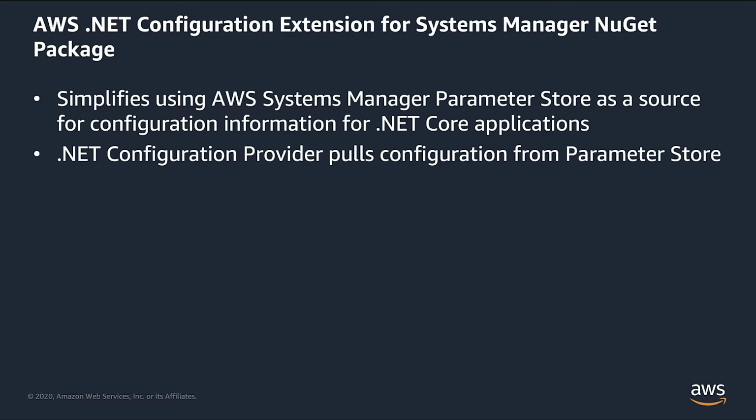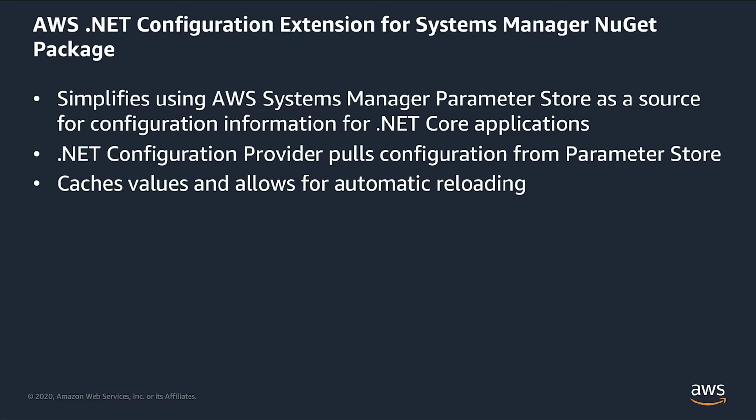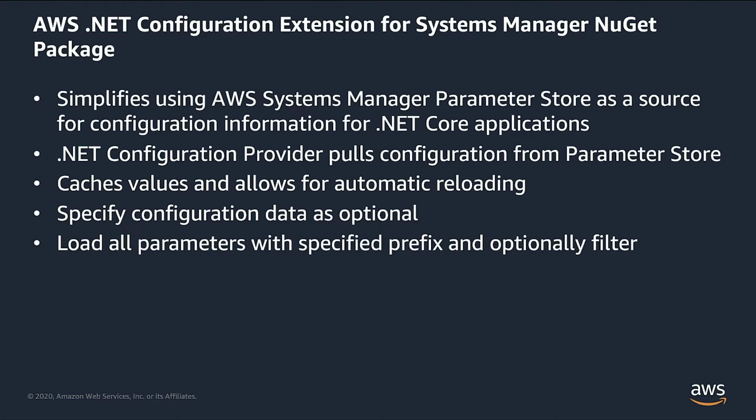The provider allows for caching values and automatic reload. You can also specify whether configuration data is optional or not. And if you have multiple configuration parameters, you can load all of them just by specifying the prefix, and you can also optionally provide filters. This NuGet package supports both the .NET generic host and the web host. Let's take a look at the NuGet package in action.